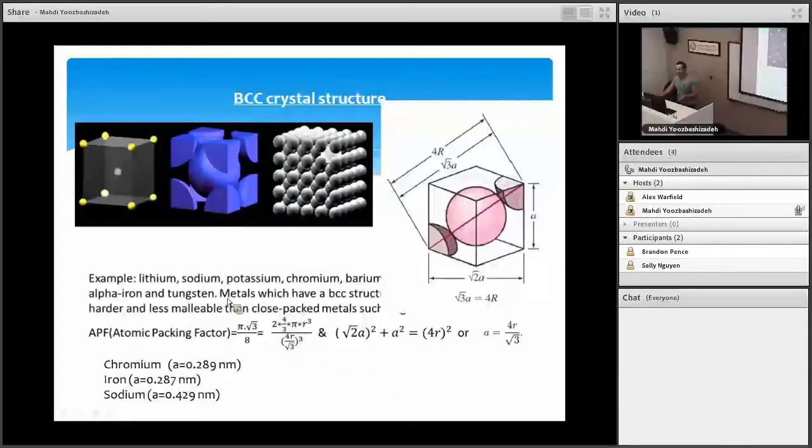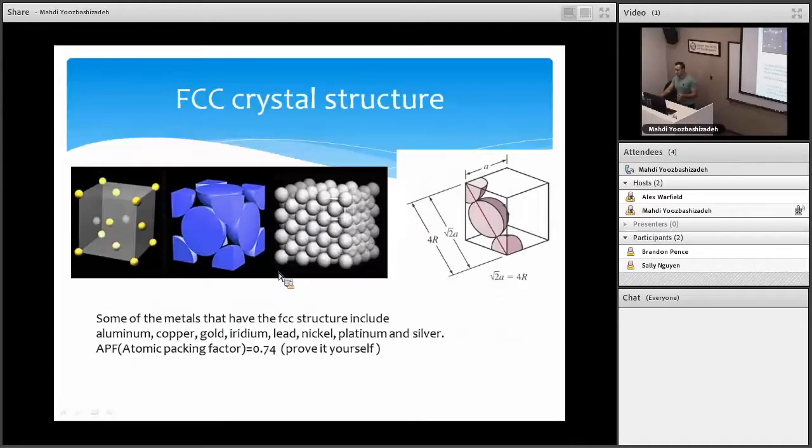BCC, FCC, and HCP are common crystal structures. So BCC, body-centered cubic. Just to let you know, some examples are lithium, sodium, potassium, chromium, barium, and tungsten. These are metals that are very brittle. So metals that have a BCC crystal structure are very brittle.